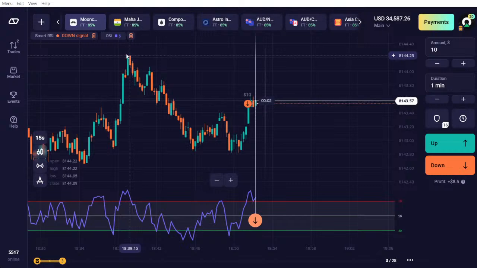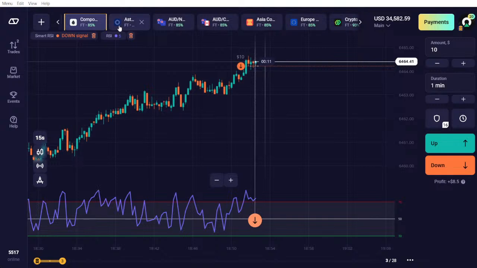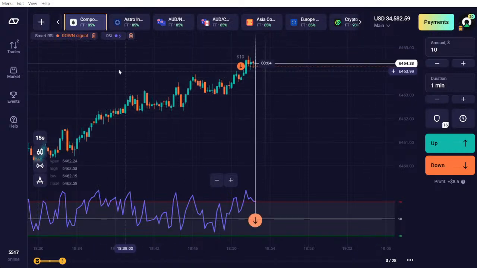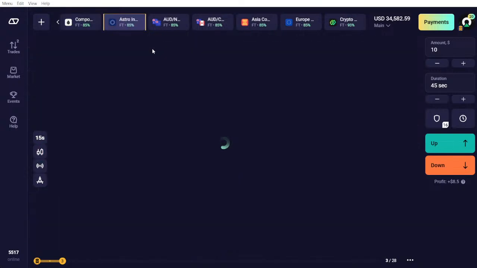Okay, so signal, pop-up, down trade. Okay, next trade. Okay, so again this reacted as a support and the market moved downward. Let's see, no worries, we will keep on trying.